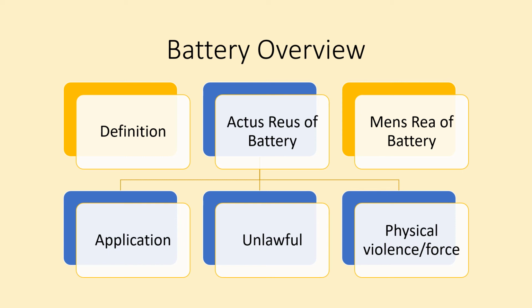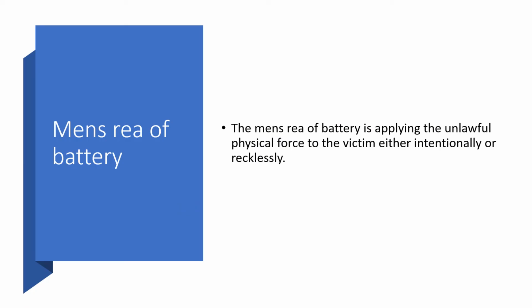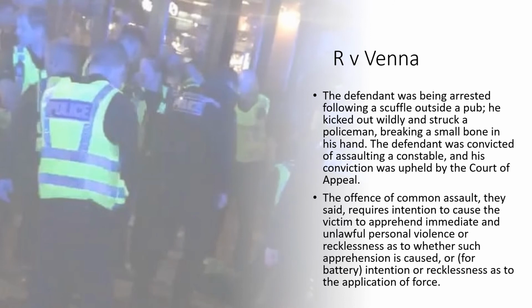So once we've looked at all of these elements, is the application of force unlawful, and then is it force or violence, then we consider the mens rea of battery. The mens rea of battery is applying the unlawful physical force either intentionally or recklessly. If we look at Venna, the defendant was arrested following a scuffle outside a pub, and he kicked out wildly, struck a policeman, breaking a small bone in his hand, and the defendant was convicted of assaulting a constable, and his conviction was upheld by the Court of Appeal.